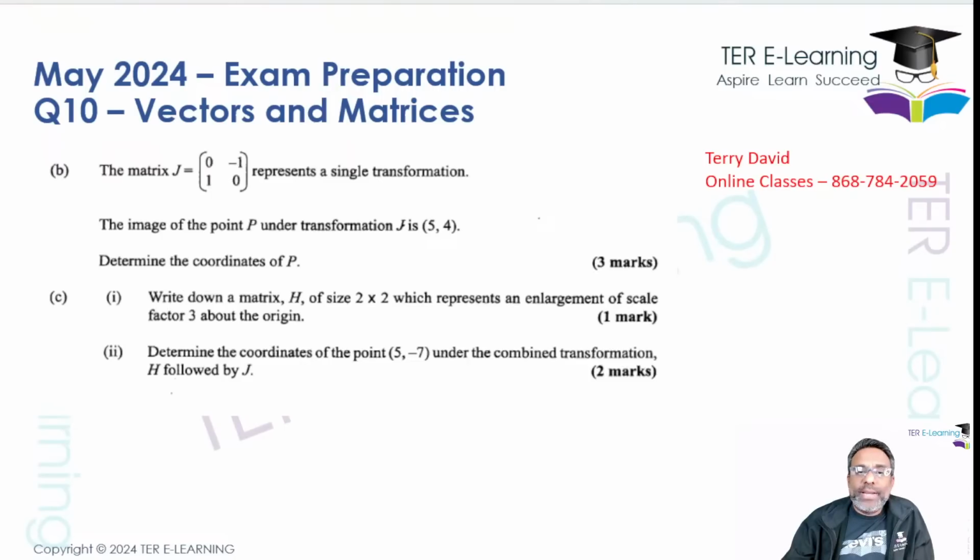Now, we can use a matrix in order to perform a particular transformation. In this case, what you need to understand is that we know what the matrix is. It's given by 0, minus 1, 1, 0. But you have to read the question carefully. They said the image of the point P is this. This is your image, and they want you to determine the coordinates of P.